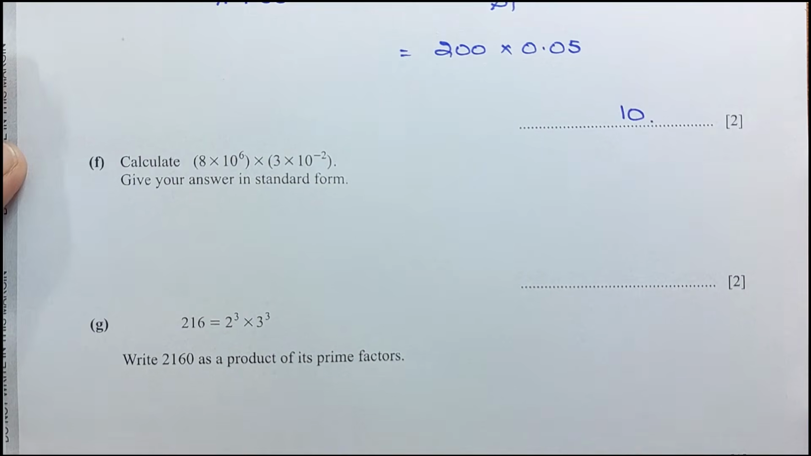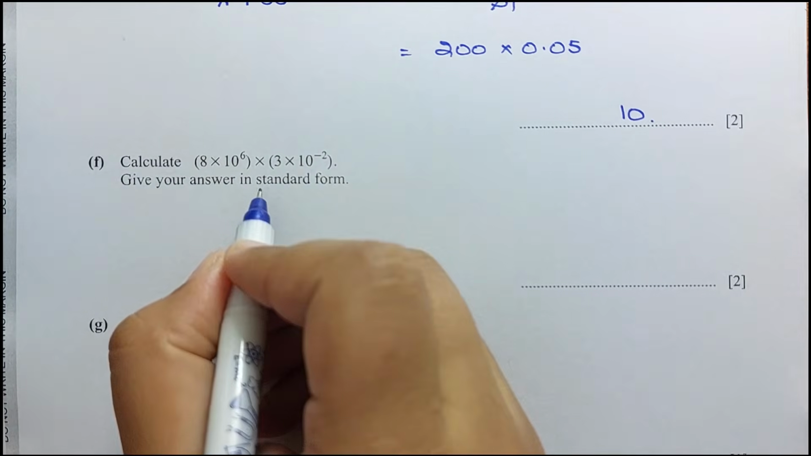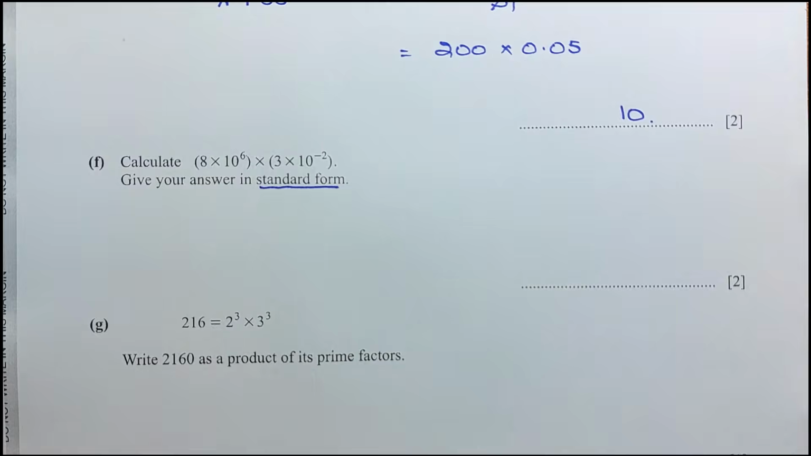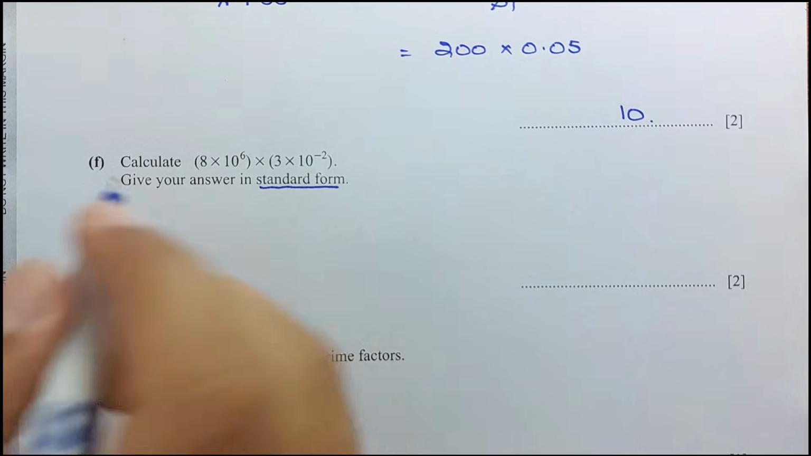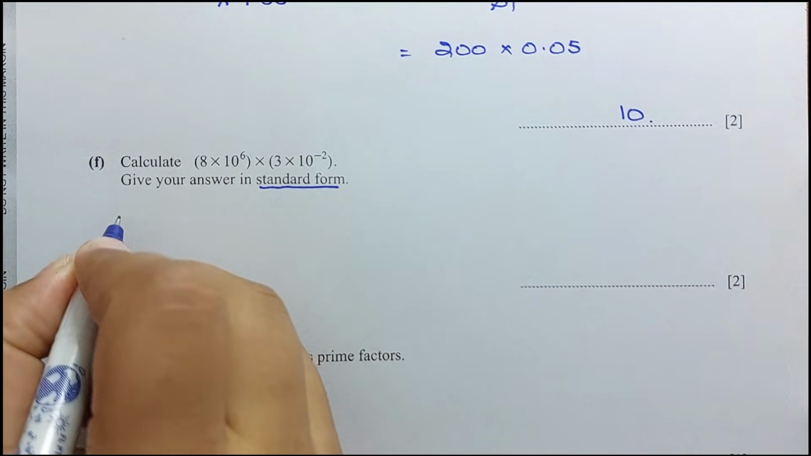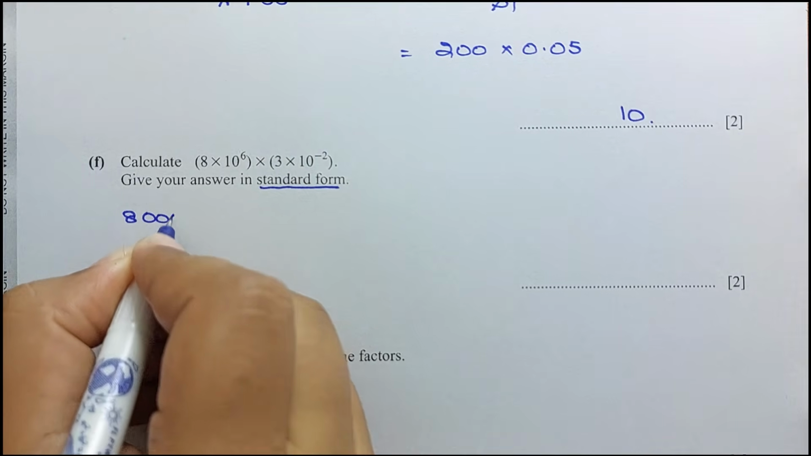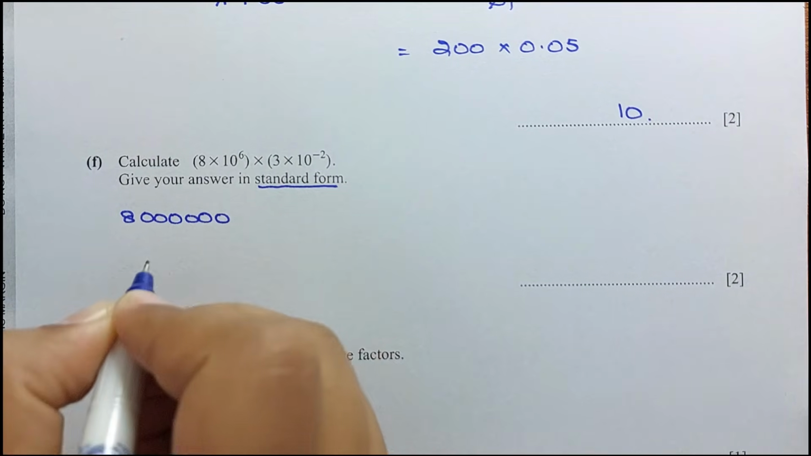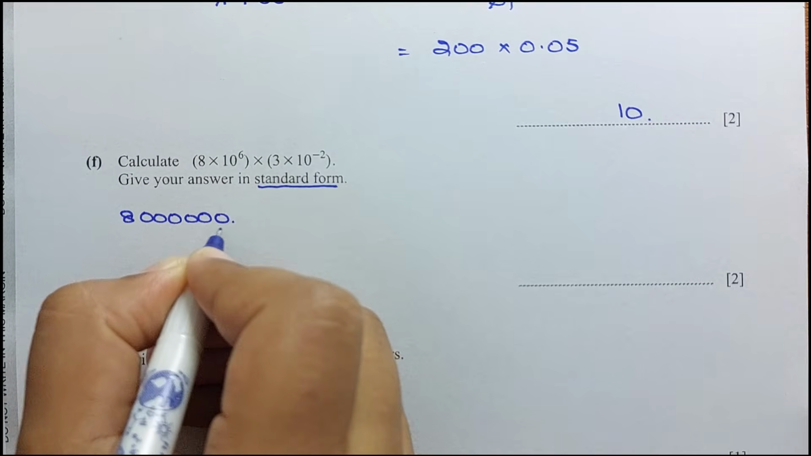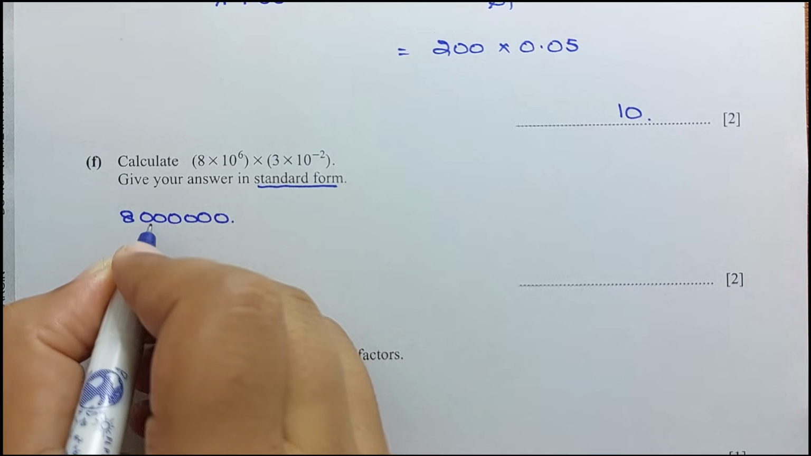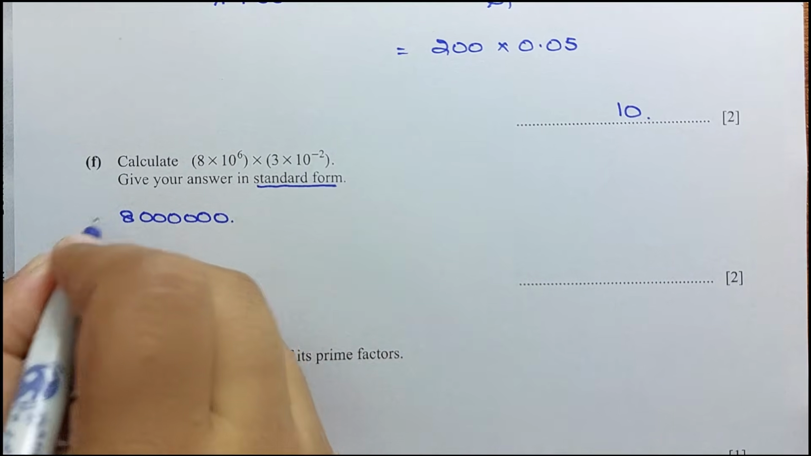Now for part F, calculate, give your answer in standard form. Okay, it must be in standard form. So what is 8 times 10 to the power 6? 8 with 6 zeros. 1, 2, 3, 4, 5, 6. Because you move 1, 2, 3, 4, 5, and 6. Yes.